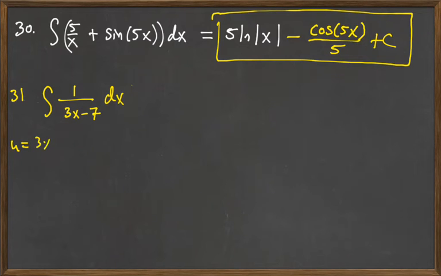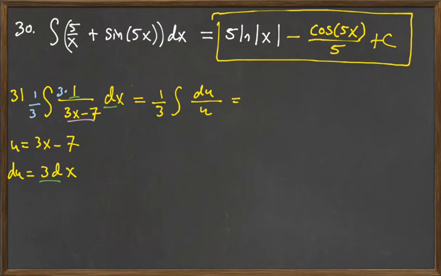So u is equal to 3x minus 7. Du is equal to 3 dx. Okay? So here's our u. The du needs a 3. We don't have a 3. So what we'll have to do is put a 3 in there and then offset that 3 by dividing by 3. And so this becomes 1/3 the integral of du over u, and that's going to be 1/3 natural log absolute value of u plus the constant of integration, and replace that u with what it was equal to, which is 3x minus 7.